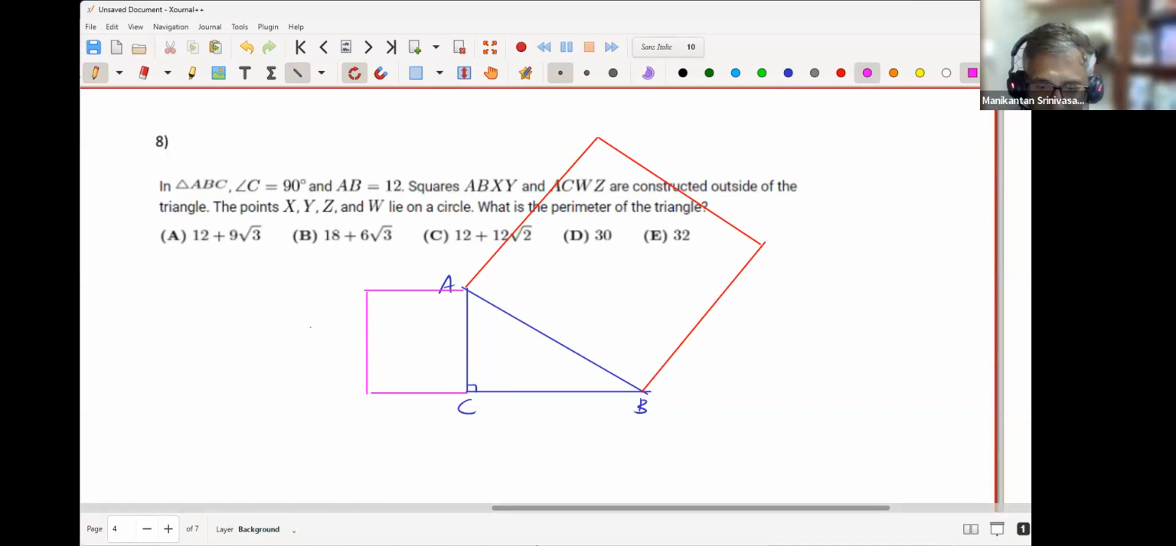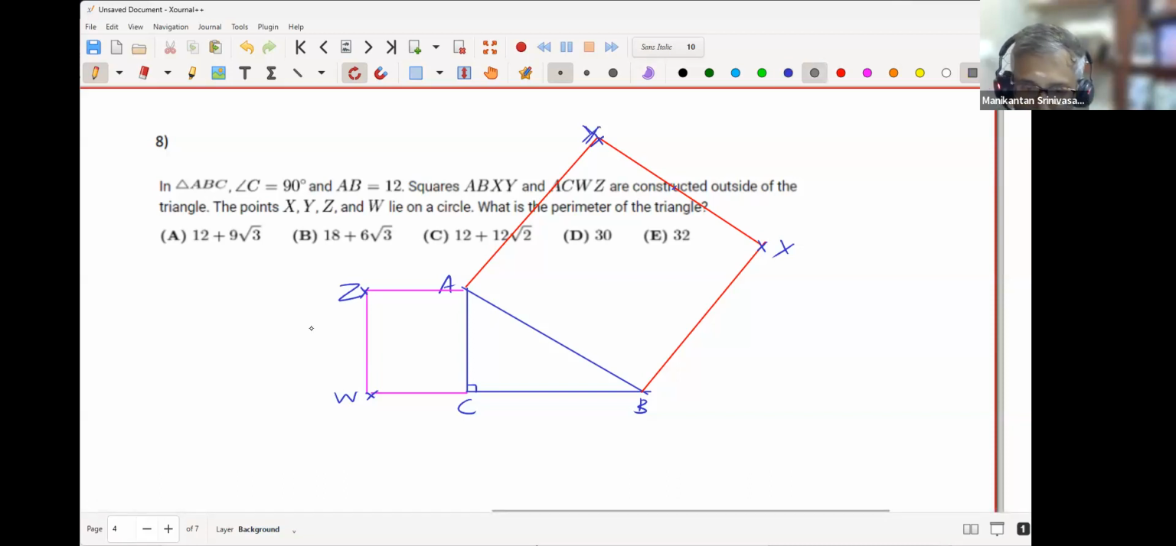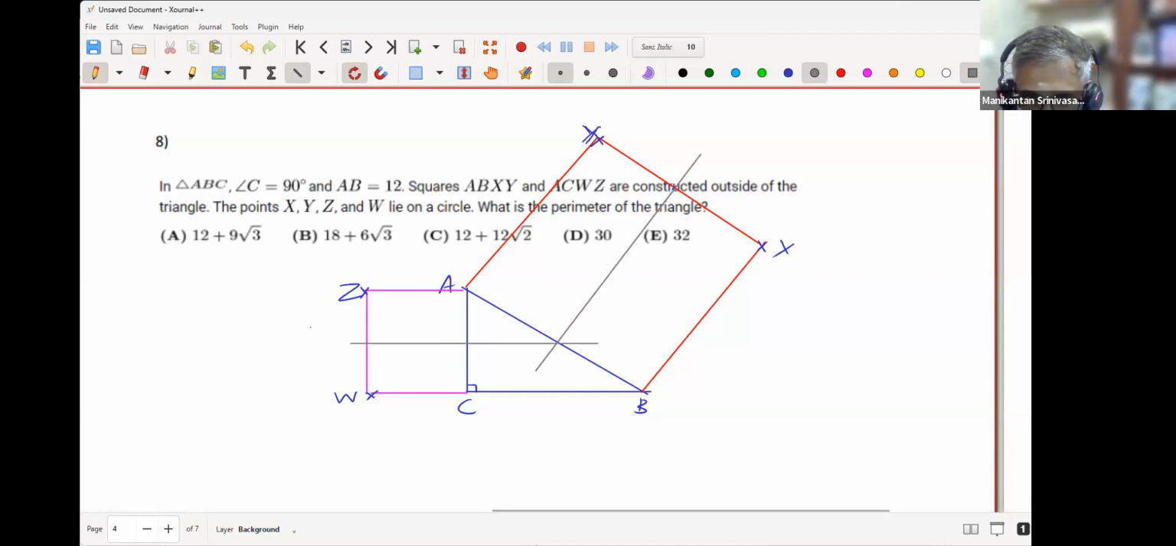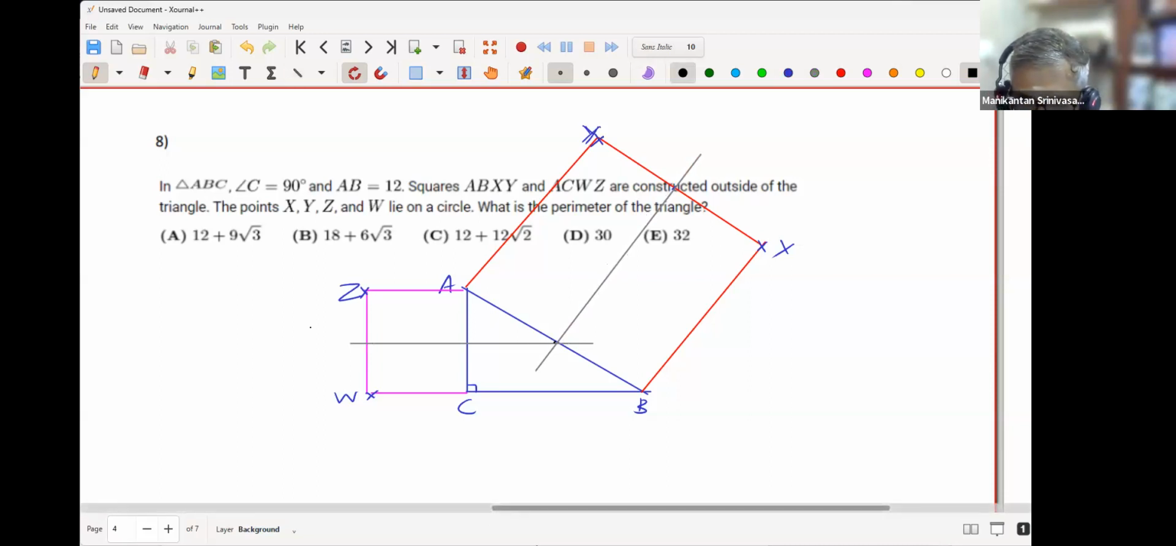So ABXY and ACWZ all lie on a circle. The circle passes through this, and this. So the first business should be to identify the center of the circle. Since XY and WZ will be chords, the meeting point of the perpendicular bisectors of the chords will be the center, right? The perpendicular bisector of this will be halfway through the square, and obviously it'll pass through the midpoint of AB. Similarly, it'll be here. So the center is clearly at the midpoint of the hypotenuse. And you guys know that, let's say this is O.